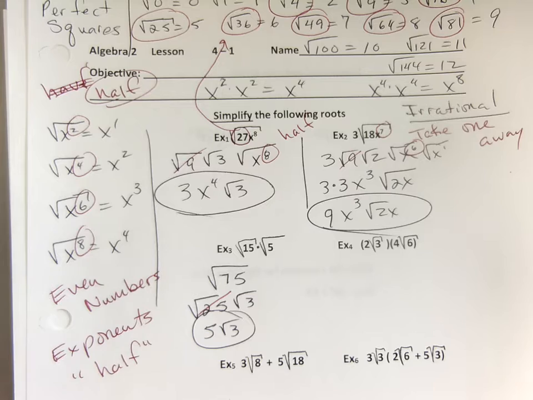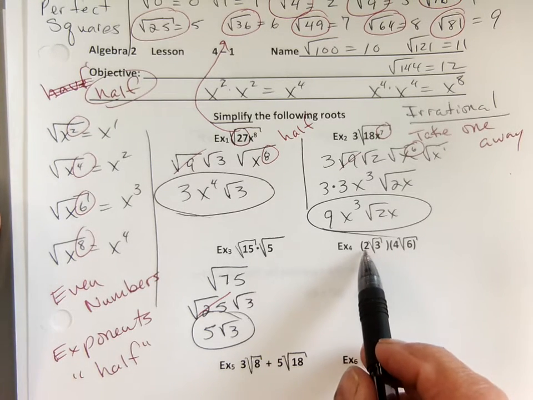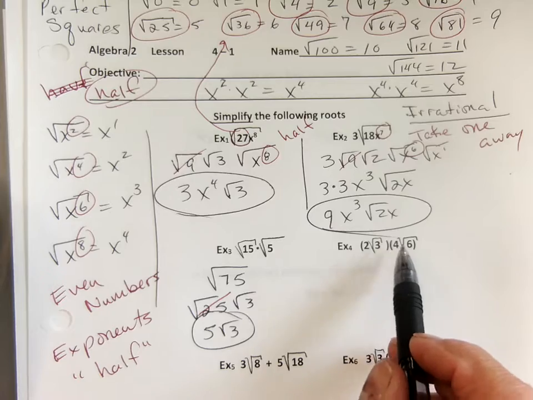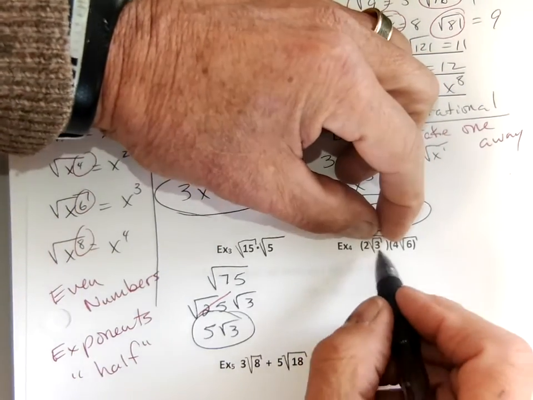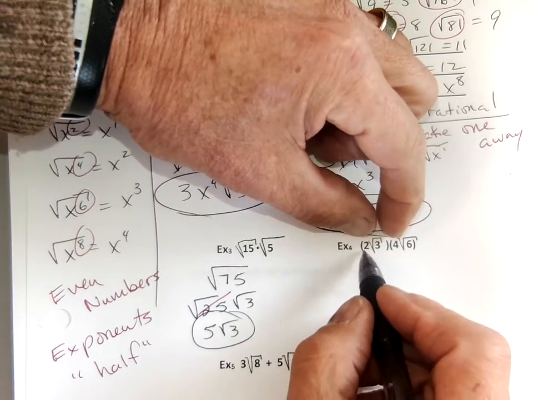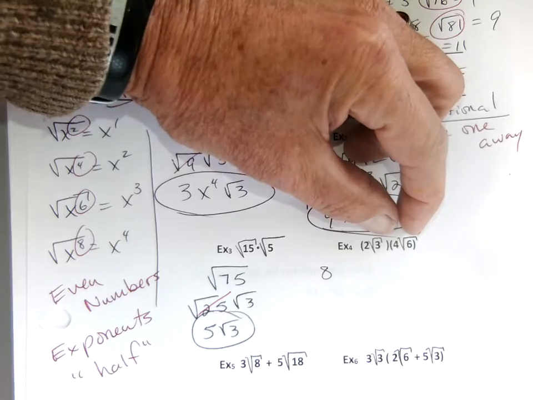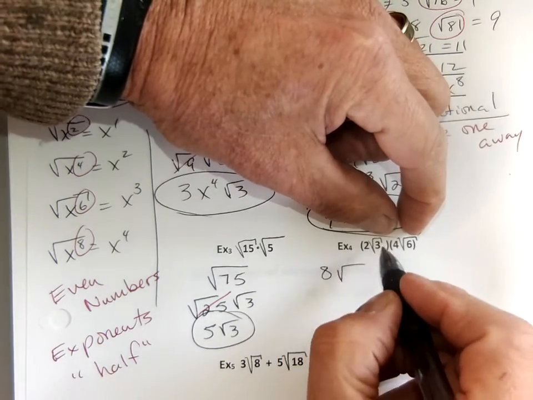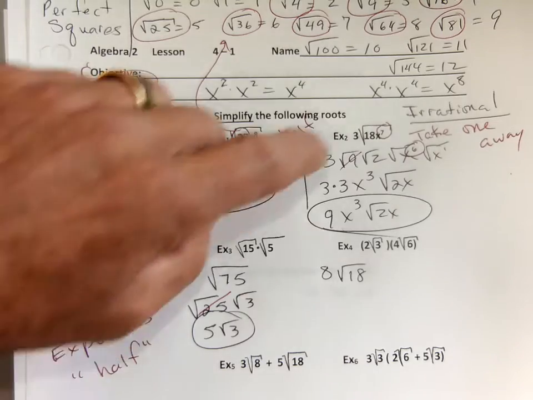Example 2. 2 square roots of 3 times 4 square roots of 6. Whole number, square root number, square root number. So let's multiply. But multiply whole numbers to whole numbers. 2 times 4 is 8. Square root to square root. Square root of 3 times 6 is 18. Okay? Now we just did the square root of 18 earlier up here.